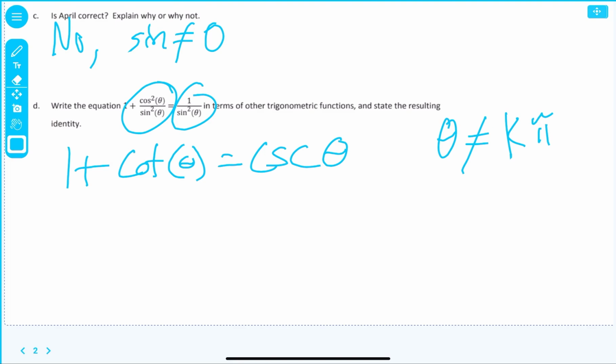Just like if there was cosine. What if cosine was in the bottom? What would we have to say? Theta cannot be. What can theta not be if cosine is in the denominator? Yeah, so pi over 2, any form of pi over 2, right? So we would say it cannot be k pi over 2 because that's when cosine is 0, right? You always have to think about what we call extraneous solutions, okay?